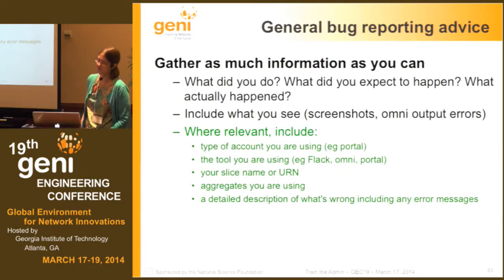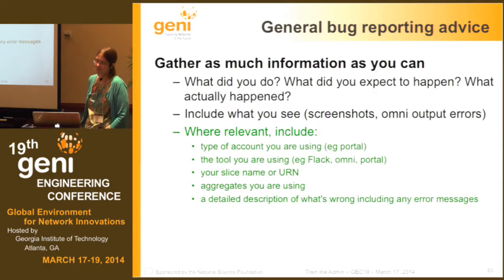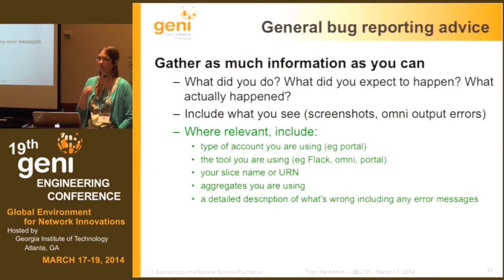So how to get help. Basically, you probably know how to report a bug, but gather as much information as you can. If you're reserving something, mention the type of account you're using or the tool. If you see something going wrong and you have information about slice names or URNs, aggregates being used, any error messages, as much of that information that is relevant, please include that. Screenshots are helpful, that kind of thing.